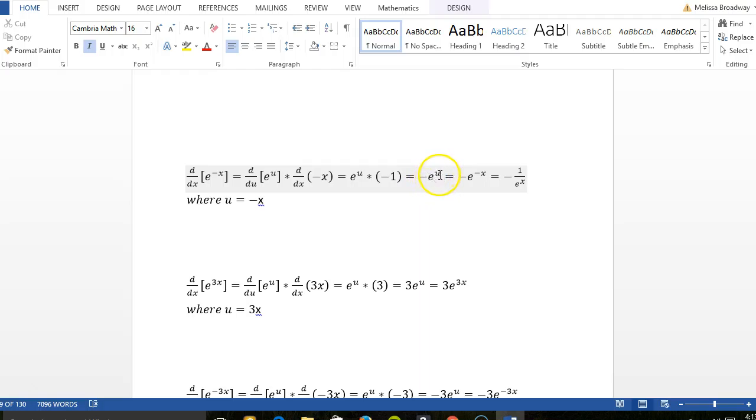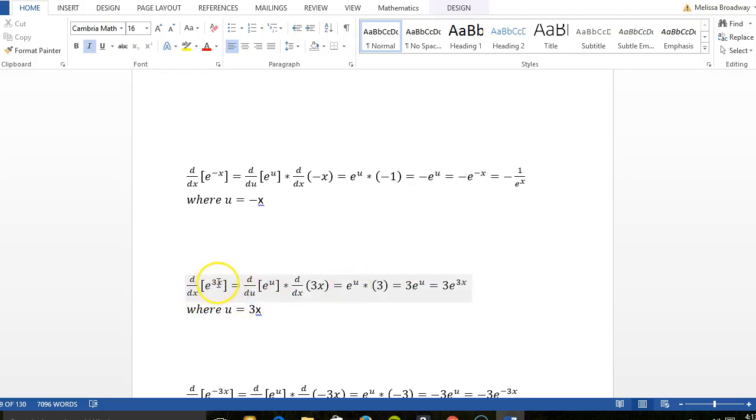But now you've got to go back and get honest and replace u. What is u? It's negative x. So it's negative e to the negative x, or you can write that as negative 1 over e to the x by definition. This negative right here just goes out in front. This little bitty negative up here means exponent, or reciprocal, I should say. Excuse me, reciprocal.